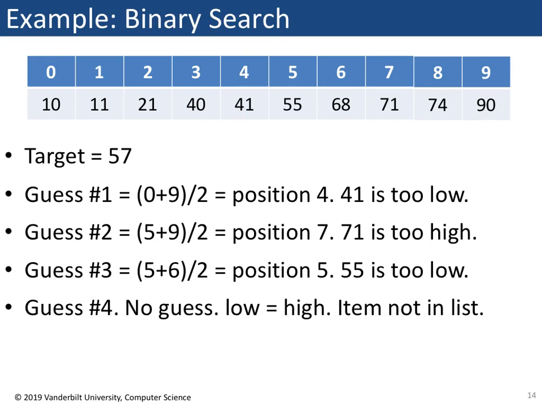is 41. Well, we're looking for 57, and 57 is greater than 41. And we know that this array is in sorted order. So we know that everything to the left of 41, everything to the left of position 4, must be less than 41. So we know that we can't find 57 to the left of 41. So that leaves only these options.